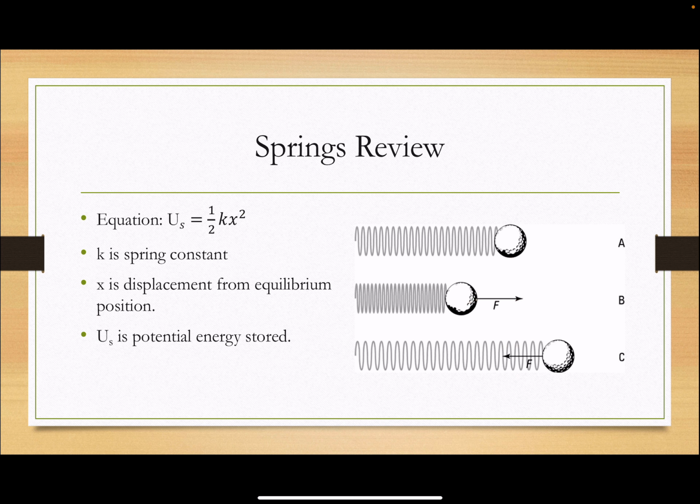The other thing we talked about was energy. This was at the beginning of this semester. The potential energy of a spring is equal to 1/2 kx squared. Again, k is our same spring constant. X is still our displacement from the equilibrium position. It's the same variables here, just a different equation. And our potential energy is the potential energy stored in the spring.